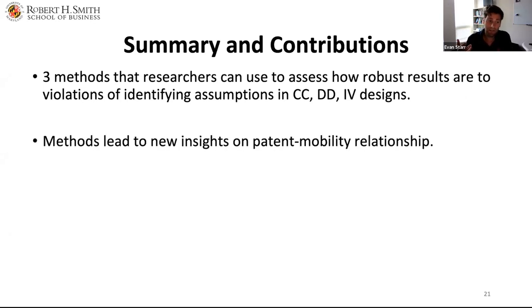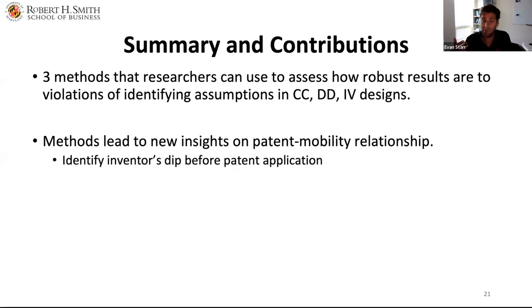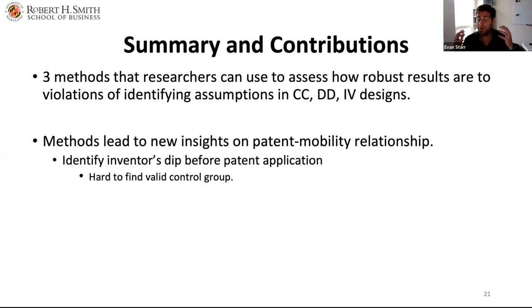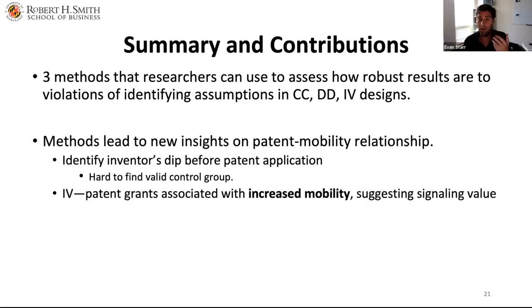And in our context, we think that these methods lead to some new insights on the patent mobility relationship. I think our key contribution, as I see it, is that we are identifying this inventor's dip before the patent application. And this has two implications. One is that it's hard to find a valid control group. So you may not want to believe either the fixed effects models or the diff-in-diff models. And so the results that you would maybe rely on the most here are the IV models, where in this case we find that patent grants are associated with increased mobility, which if we go back to the original theory, suggests some perhaps signaling value to receiving a first patent.